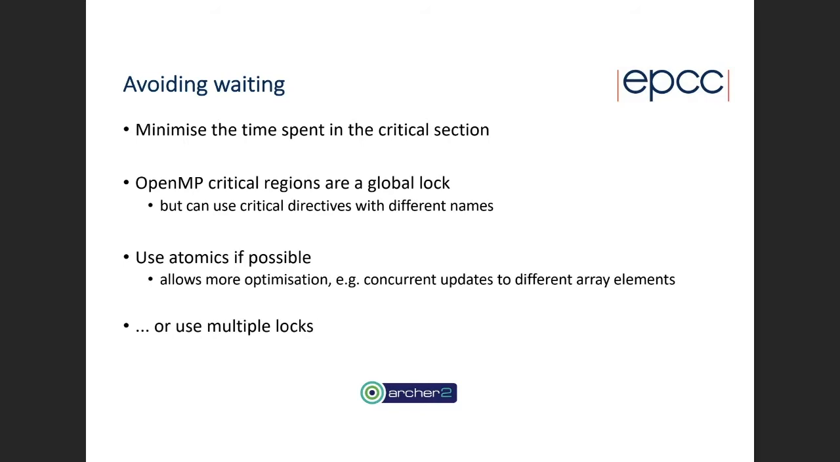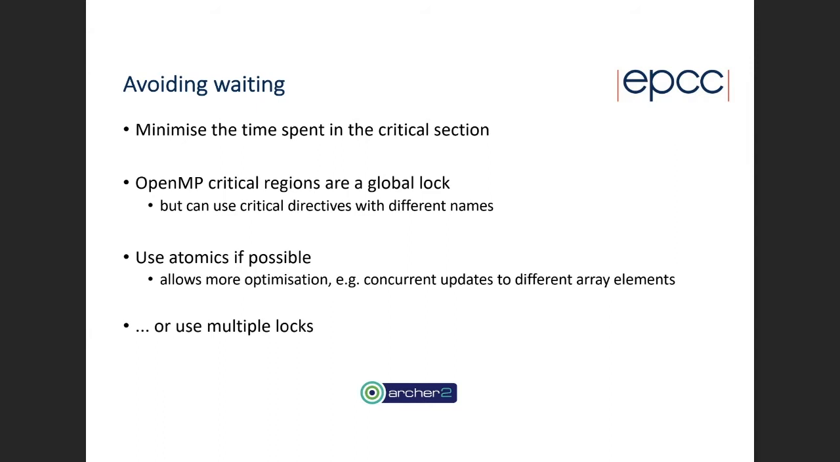What can you do about this? So clearly you can think about, can I minimize the time that's spent in the critical section and reduce the cost of the code that's in there? That will help. In OpenMP, critical regions are really just a global lock. They're really just a single mutex which gets locked on entry to the critical region and unlocked on exit.